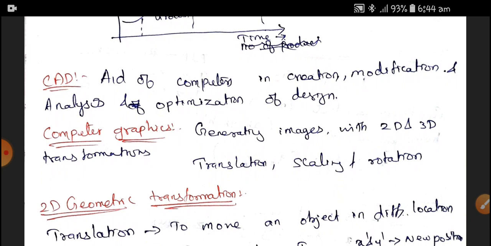Next is computer graphics. Computer graphics is used for transforming or generating an image in 2 dimensions as well as 3 dimensions. 2 dimension to 3 dimension transformation, translation, scaling, as well as rotation. So for this purpose computer graphics has been used here.